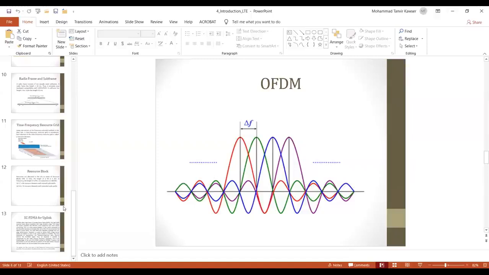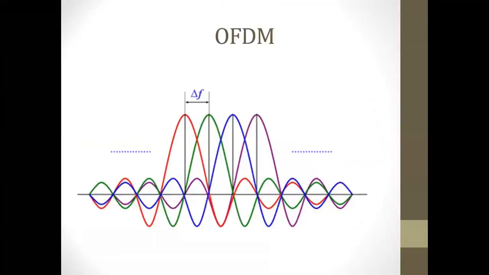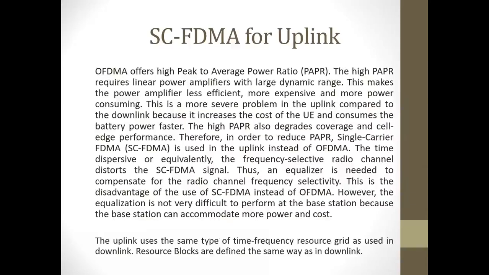WiMAX guys also used OFDMA from the beginning, and they used it for both downlink and uplink. When it was the time for the inception of LTE, they made a small difference. In the downlink, they kept the OFDM technology, so it is OFDMA in downlink. But for uplink, they chose something a little different. It is close to OFDMA, but it has some difference.